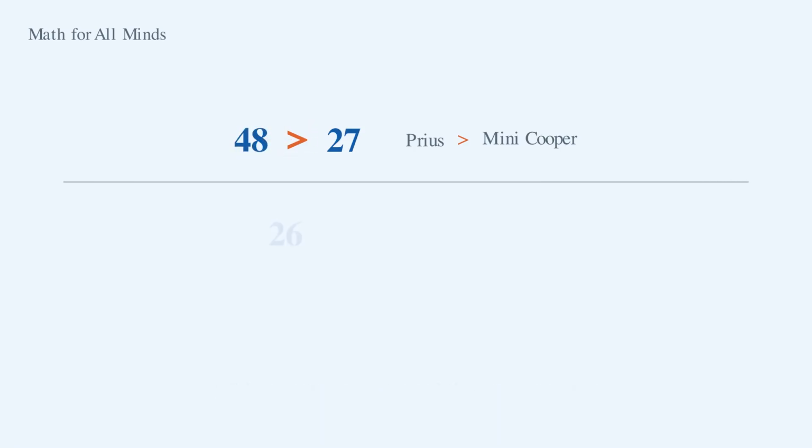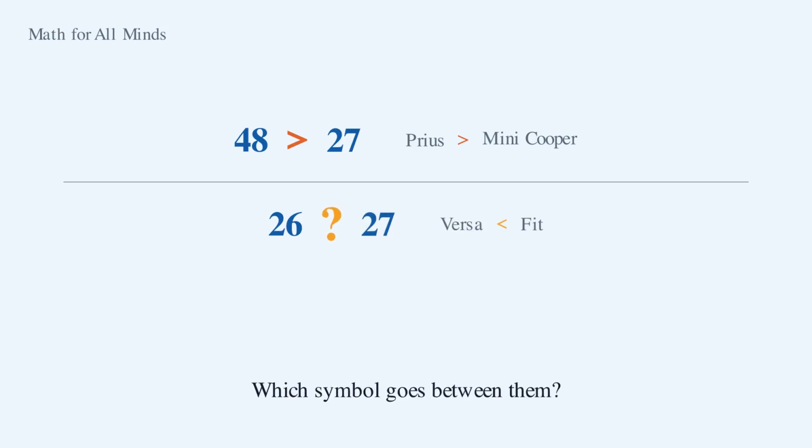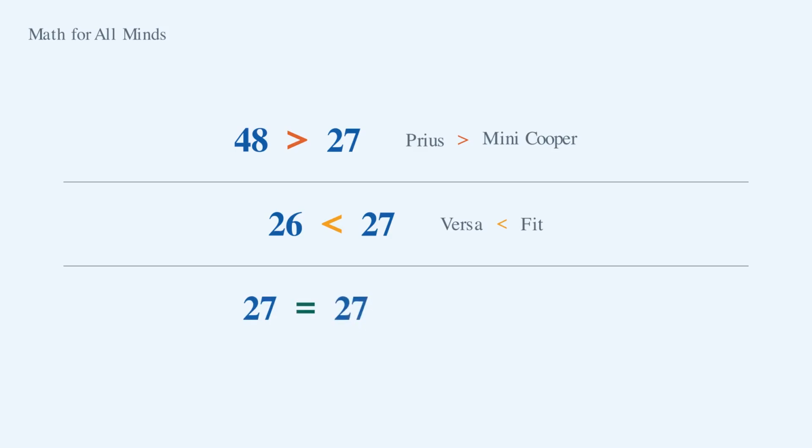Try this one yourself. A Nissan Versa gets 26 miles per gallon. A Honda Fit gets 27 miles per gallon. Which symbol? 26 is less than 27, so we write 26 is less than 27. And if 2 cars tie, say both get 27 miles per gallon, we use the equal sign.